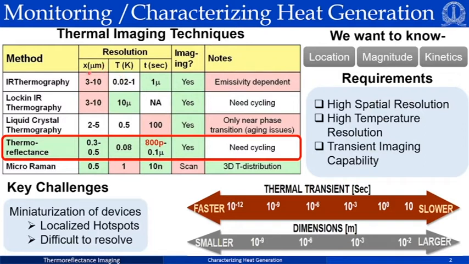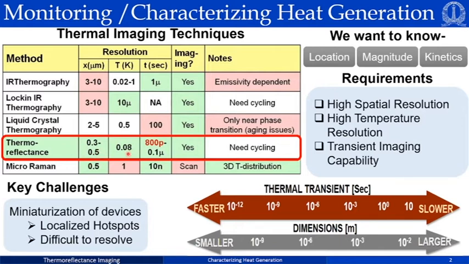Okay, now that we understand that we need to have high spatial resolution, high temperature resolution and high transient imaging capability, let us compare various methods. We see that the first column here is position, that is the delta X value, the distance to which our temperature information can be resolved. Thermo-reflectance imaging allows us to go to a higher resolution than micro-Raman thermography. So 250 nanometers to 500 nanometers of spatial resolution can be achieved.